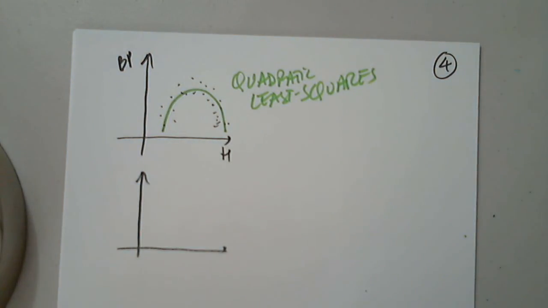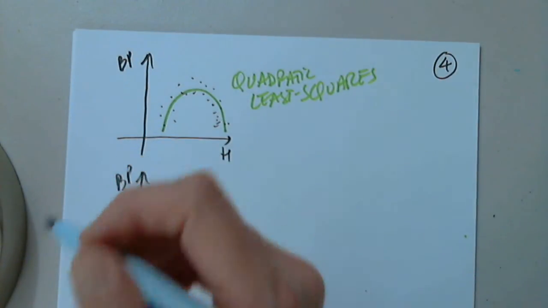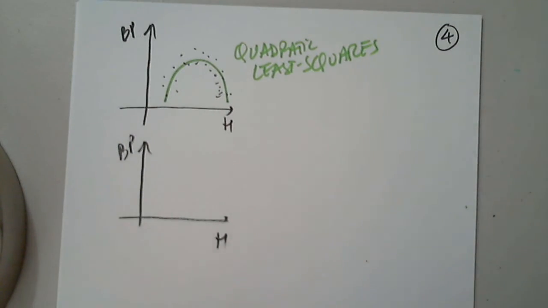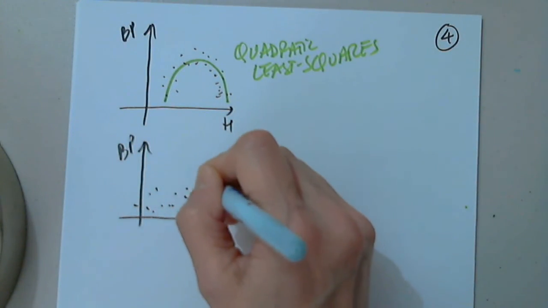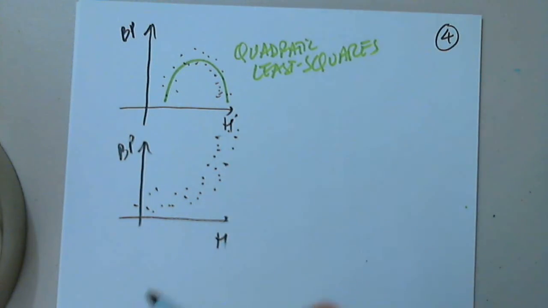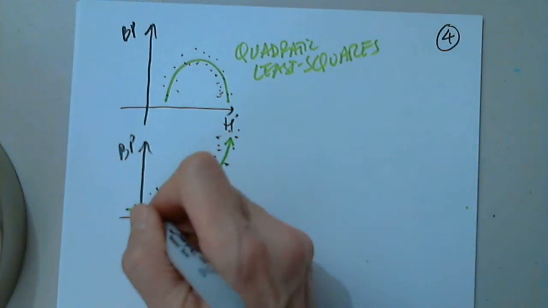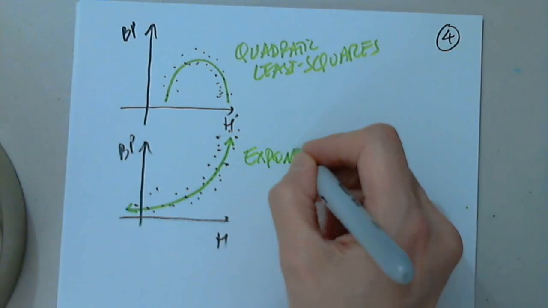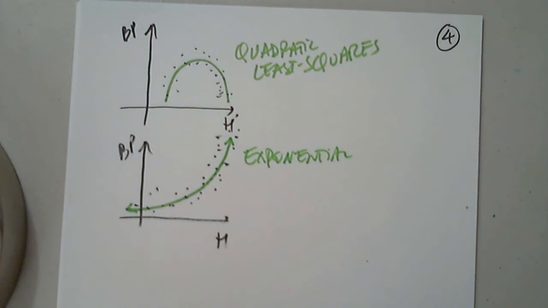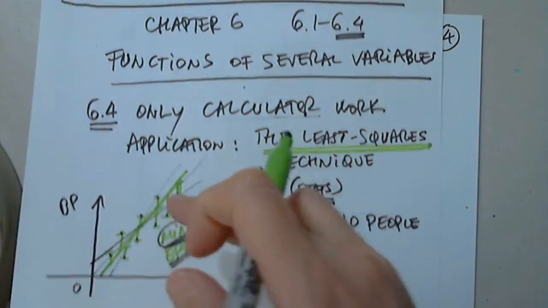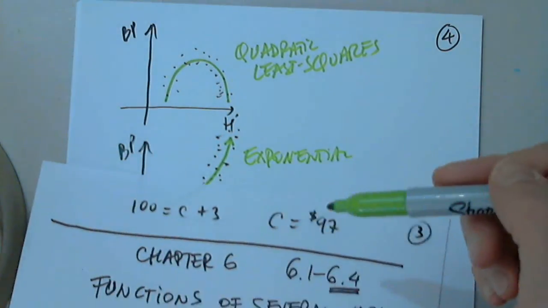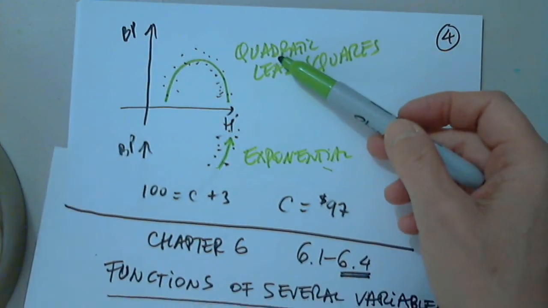What if I have the same thing? I have the height, I have the blood pressure, and this time I get these points. This is what we've been facing for the last 2 years. This function made us crazy. But this is exponential. Exponential least squares. So we collect the data, we plot the data, and we make a decision. What kind of regression am I looking at? Exponential, quadratic, linear.